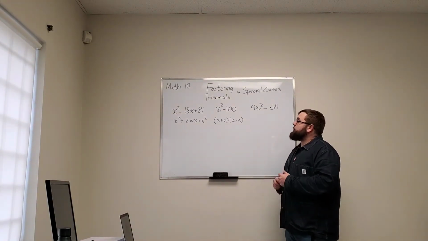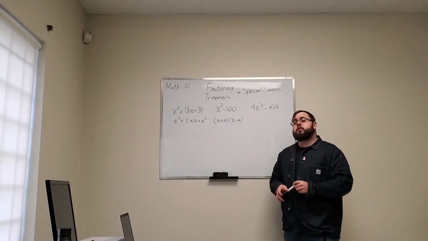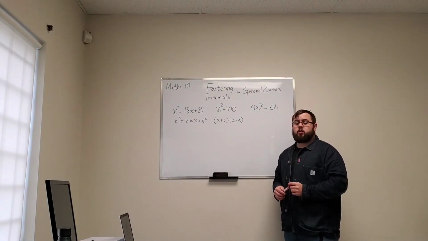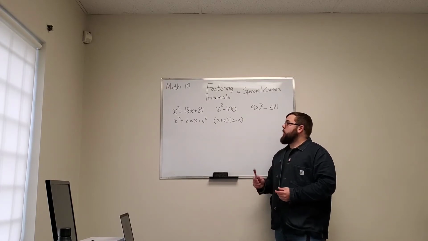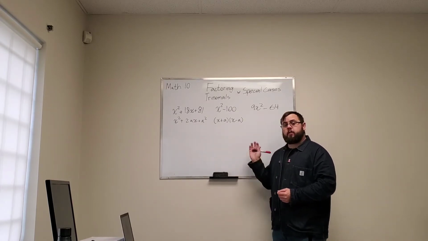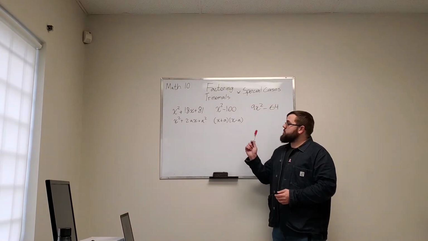We're continuing on with factoring trinomials. This time we're looking at the special cases, okay? Perfect squares and difference of squares. Okay, so I've got 3 examples here. I've got a 4th one I'll have to show you afterwards. We'll start with these 3.